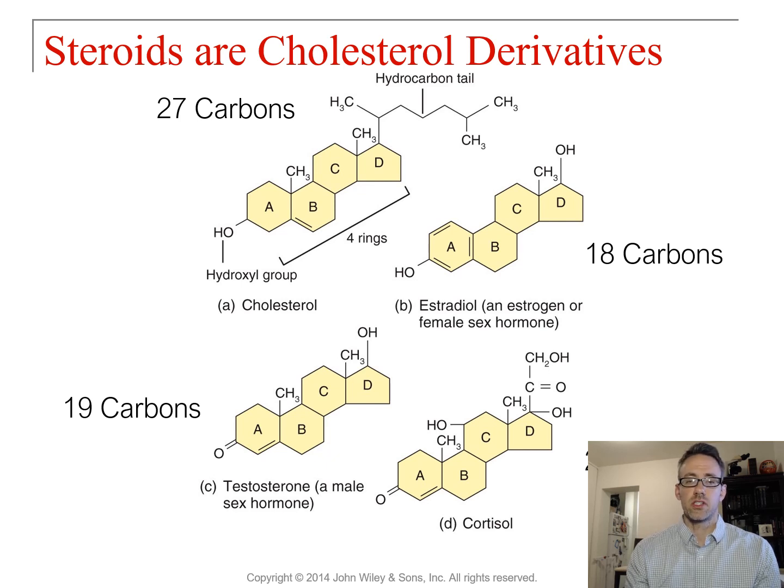Just to remind you about cholesterol, as you can see here, it has a very characteristic four-ring structure, labeled as A, B, C, and D. It has a side chain over here and some other methyl groups and hydroxyl groups as well. Ultimately, it's a 27 carbon molecule.